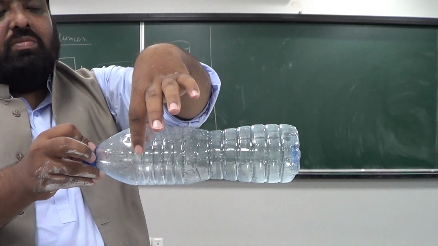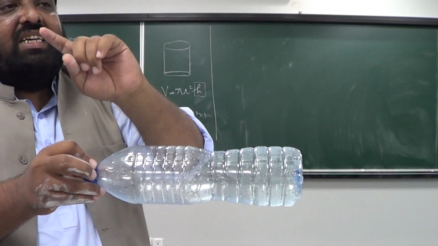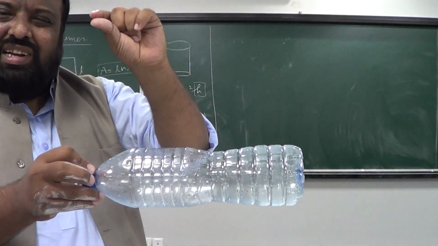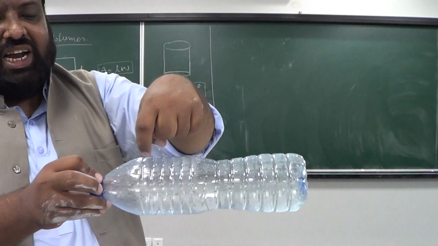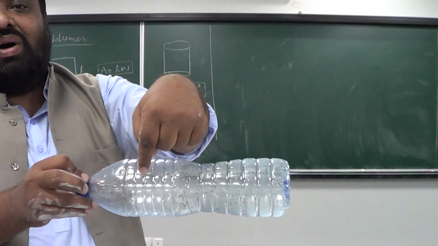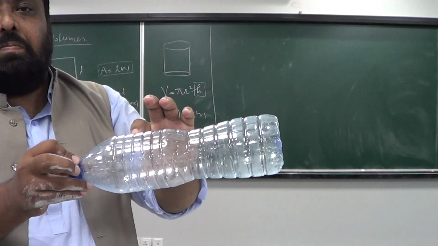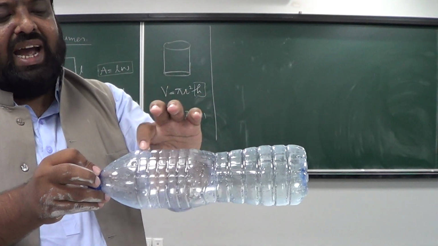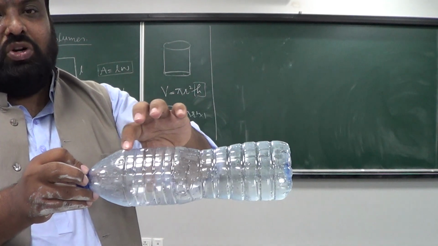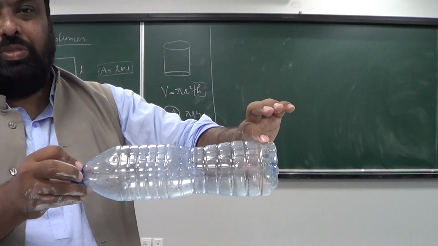Now what would be the volume of each ring? I'm going to say each ring has a base like a circle. So this is like a disc which has a little height. This is the height of the disc, and the area of the disc is pi r square. So the volume of each ring is going to be pi r square h. If you add the volumes of all these rings and put them together, you're going to get the volume of the entire bottle.